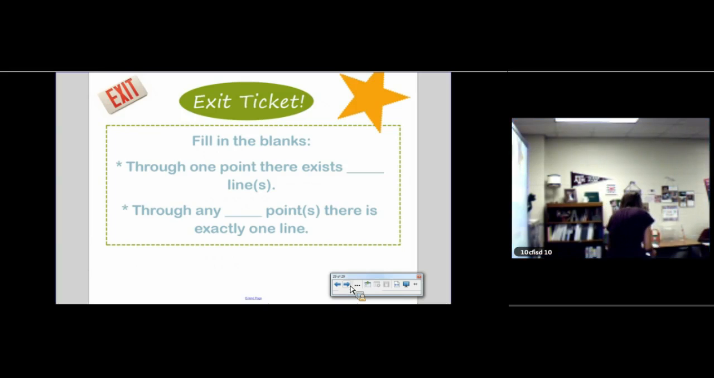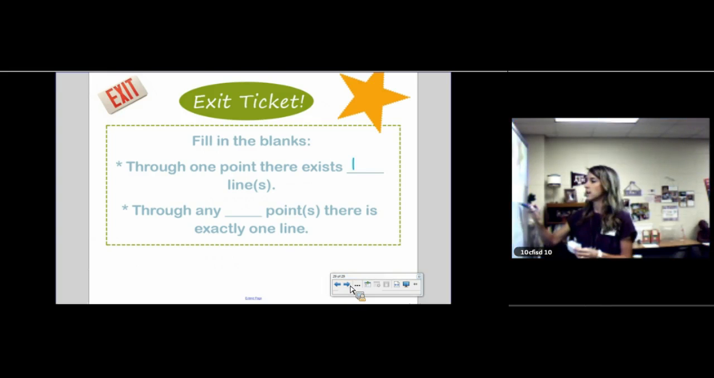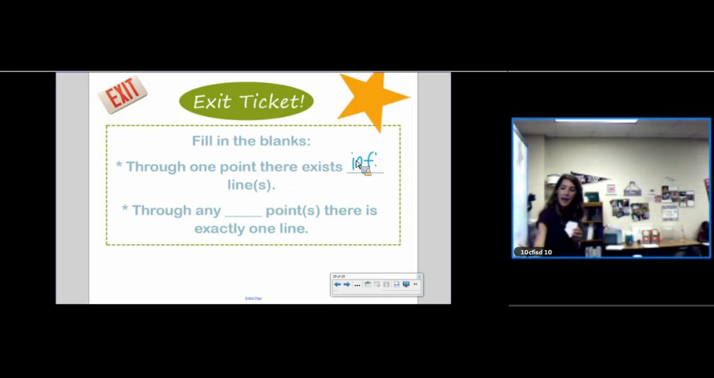Through any 1 point, there exists how many lines, Michelle? Infinite. Good. Yet, through any blank points, there's exactly 1 line. How many points do you need to get 1 line? How many points? Richard? 2. Through any 2 points, there's exactly 1 line.